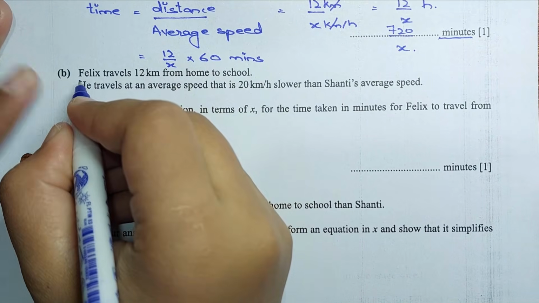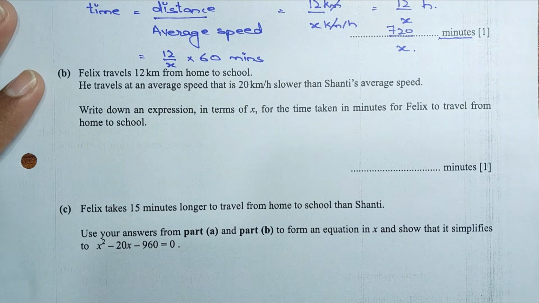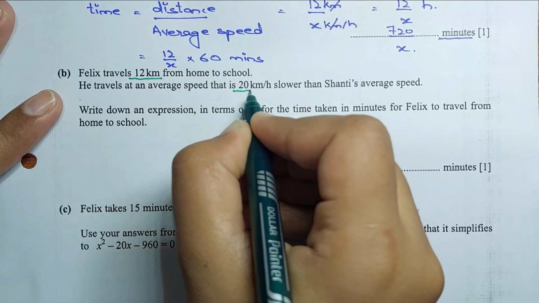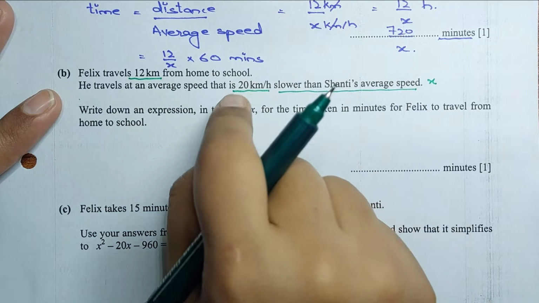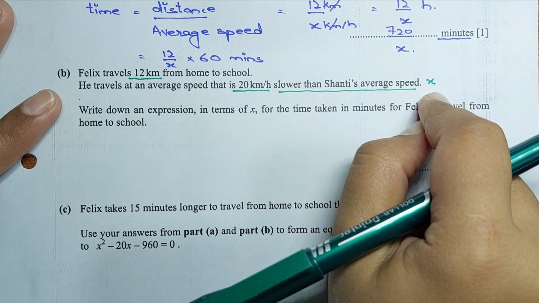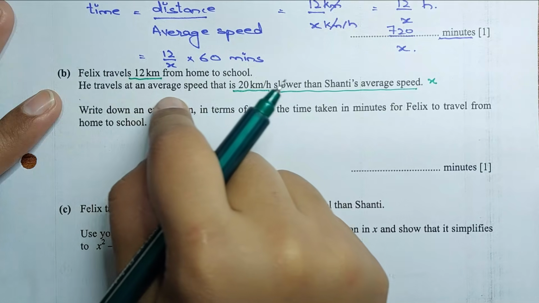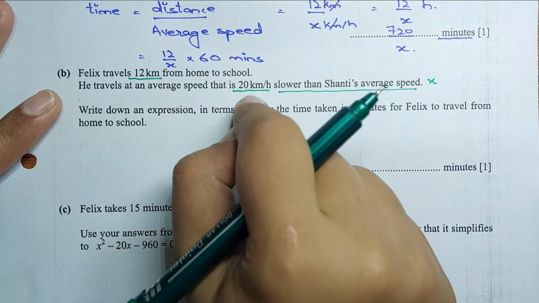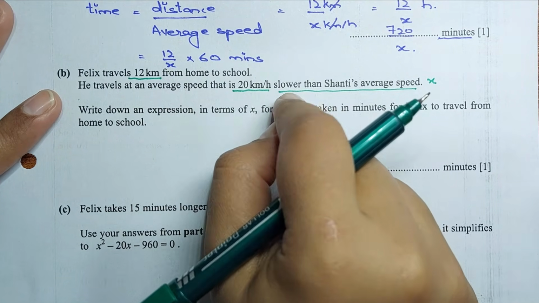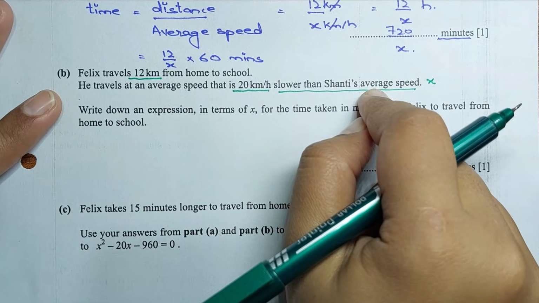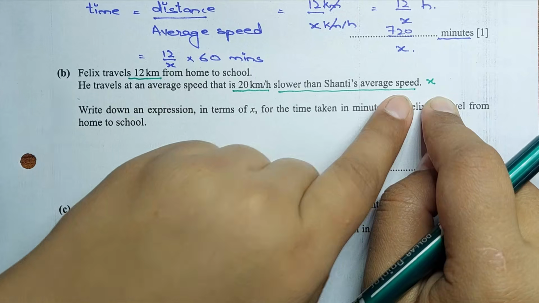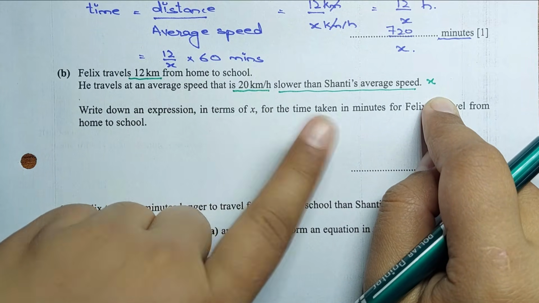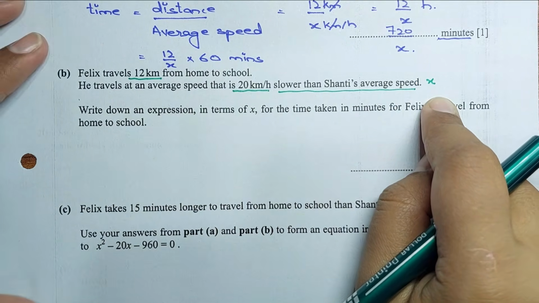Now for part B, Felix traveled 12 km from home to school. Again, the distance is the same. He travels at an average speed of 20 km/h slower than Shanti's average speed, which is x. Sorry, his average speed is 20 km/h slower than Shanti's average speed. Her average speed was x and it's 20 km/h slower. 20 slower means from x you have to take away 20, right?